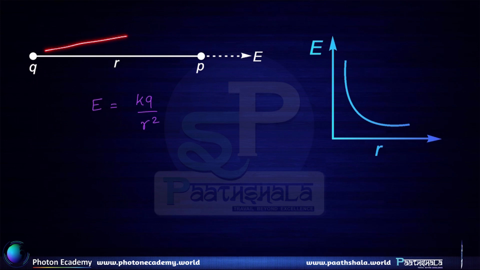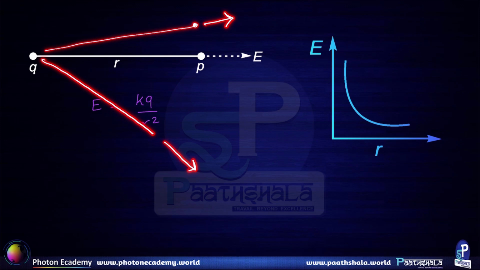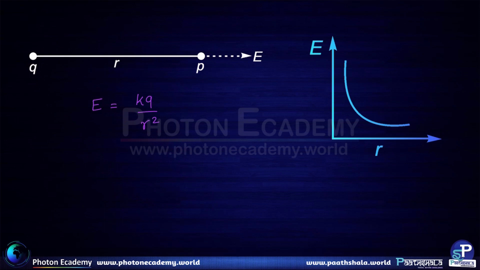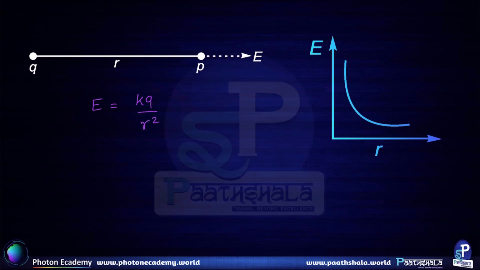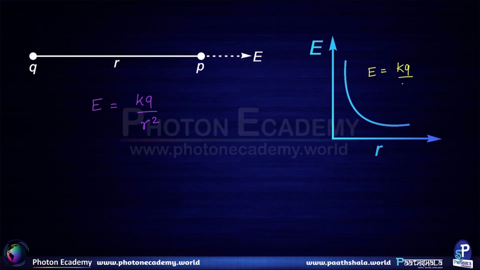For example, if r was in this direction, the electric field would be pointed thus. If r was in this direction, electric field would be pointed here. If r was in this direction, the electric field will be pointed here. So the electric field emanates outward from the positive point charge and it terminates on the negative point charge. This we have already seen. The plot of this particular expression is drawn over here, with electric field on the y-axis and the distance r on the x-axis. The expression for this electric field versus r plot is E is equal to KQ divided by r square.